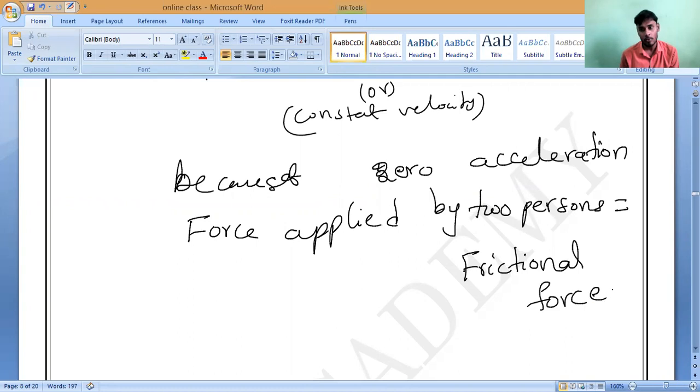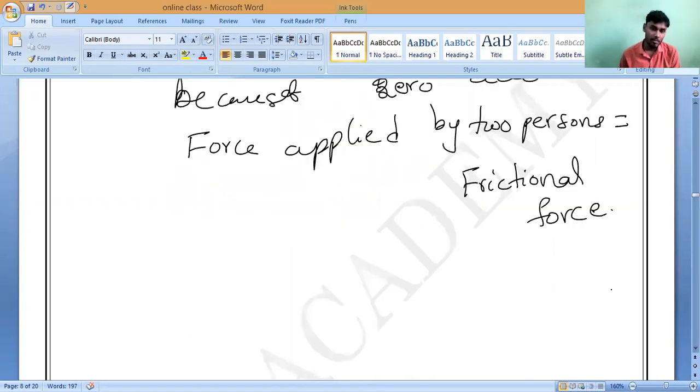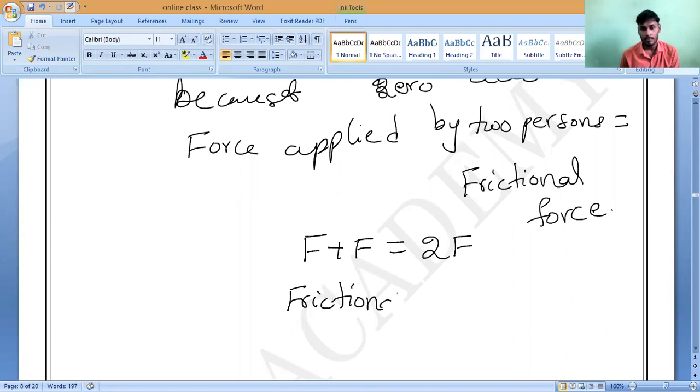Do you understand, all of you? Yes, sir. So the force applied by two persons is F plus F, which equals 2F. The frictional force is also 2F. So that gives zero acceleration. Yes or no?